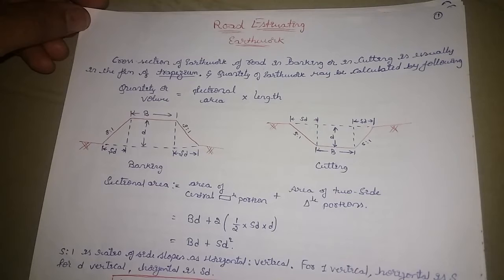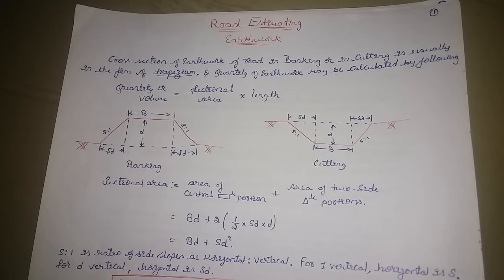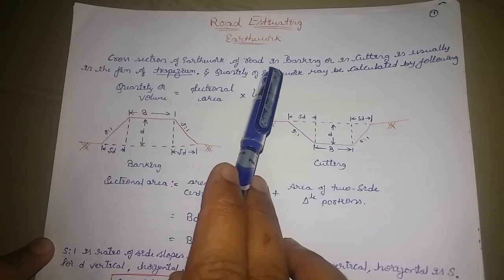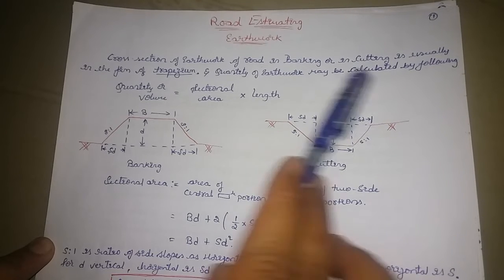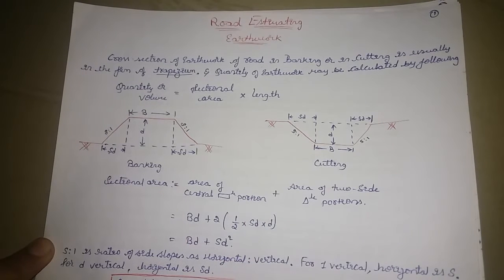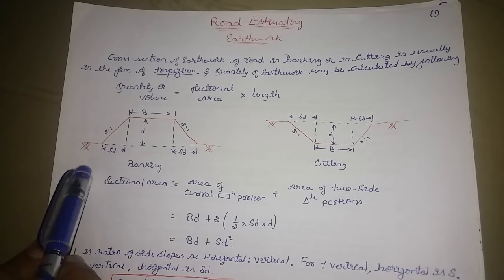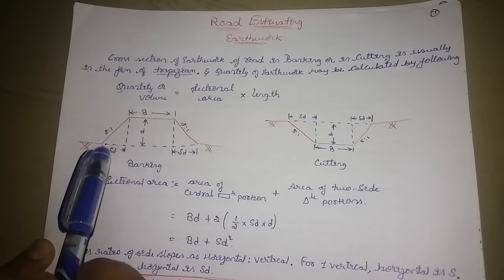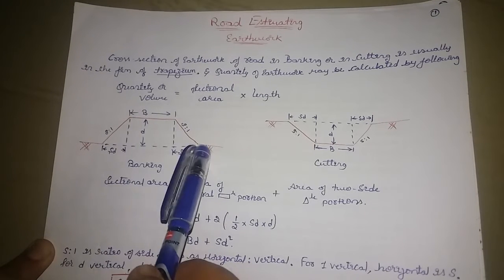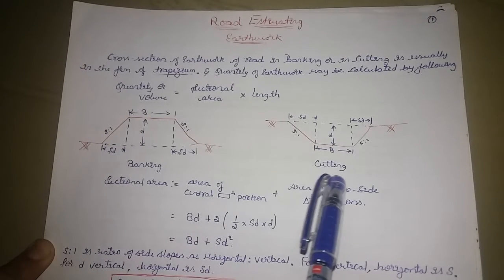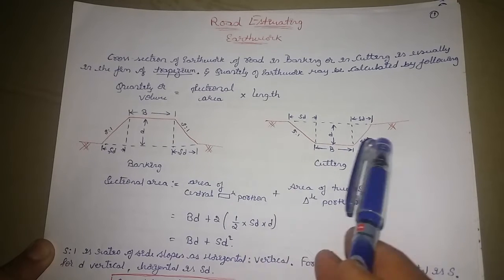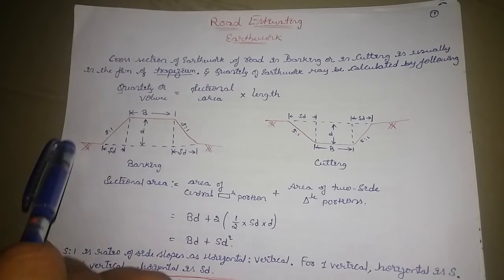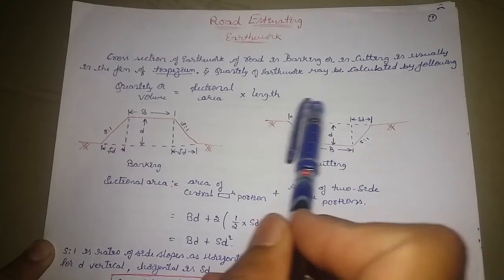So what is earthwork, how does it look like? The cross section of the earthwork of a road, in banking or in cutting, is usually in the form of a trapezium. You can see here, this is the banking, this is the ground level. This type of figure we call a banking, and this one, you can see, is the cutting. So this entire figure we call a banking, and this we call a cutting.